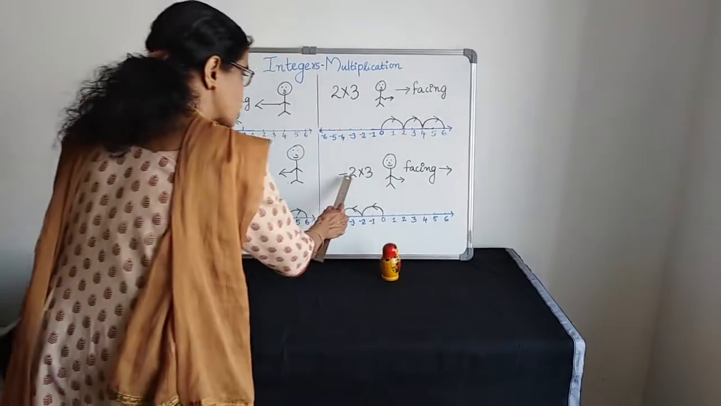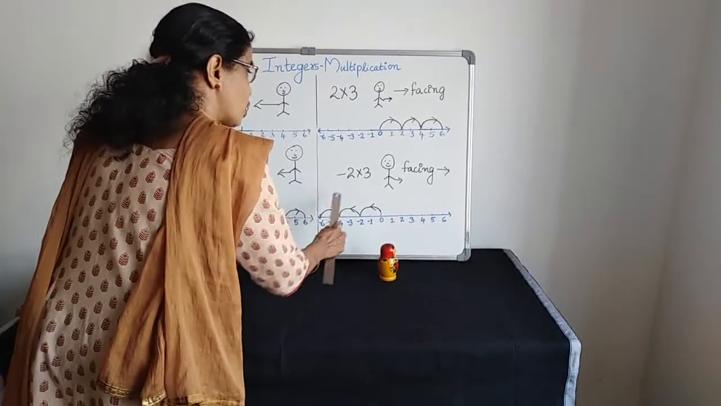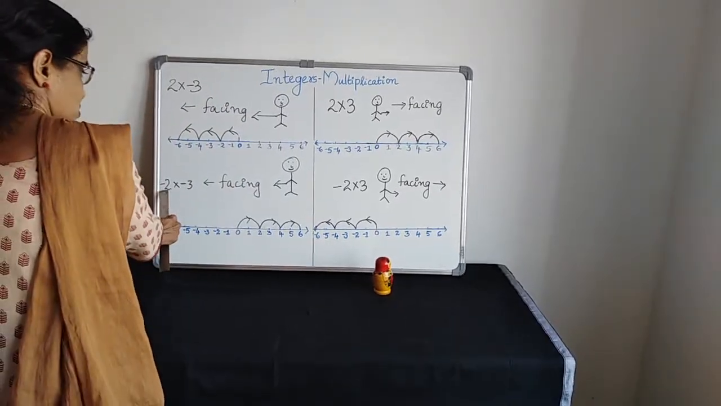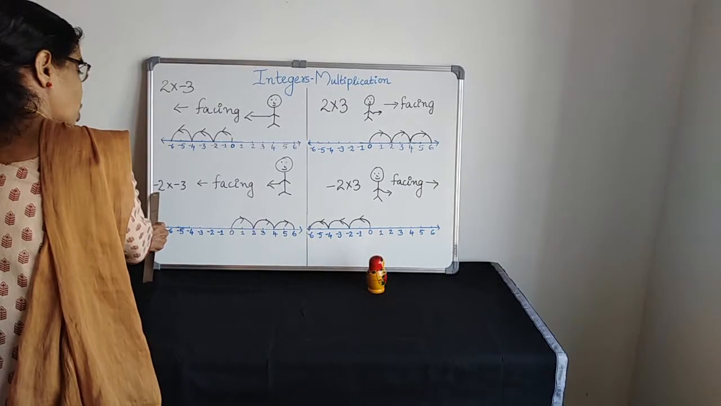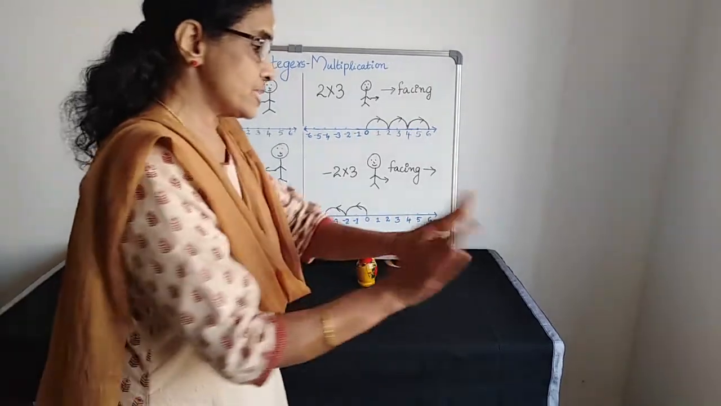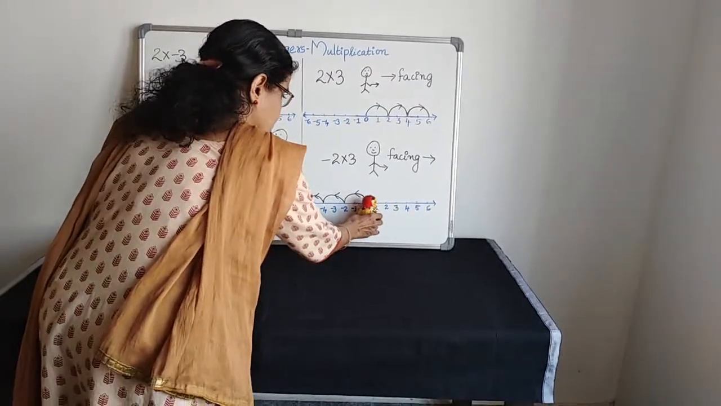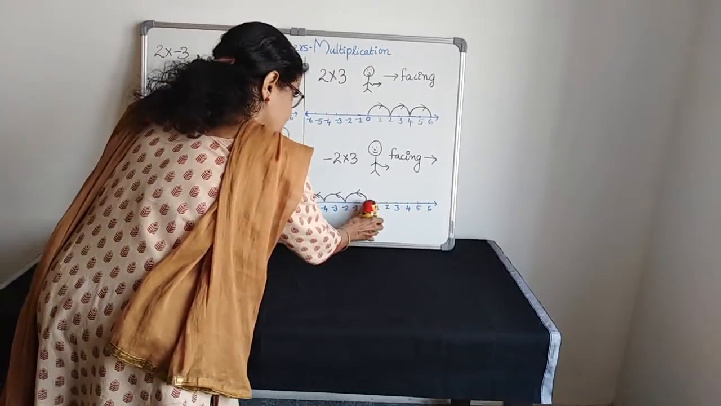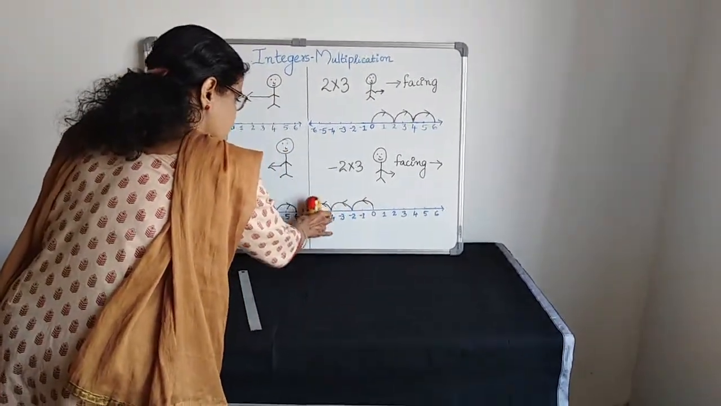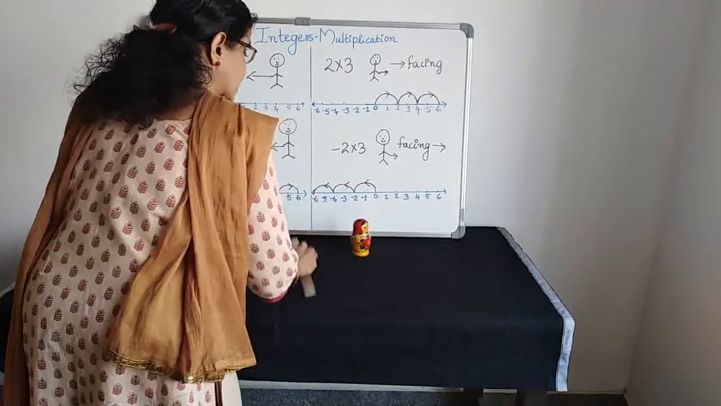Here, minus 2 into 3. Minus 2 means you have to move in the opposite direction. Opposite direction means only the possibility is a backward jump. Facing like this in the positive direction, the doll is at 0. Now moving a backward jump 3 times: minus 2, minus 4, minus 6. Negative into positive, the result is negative.